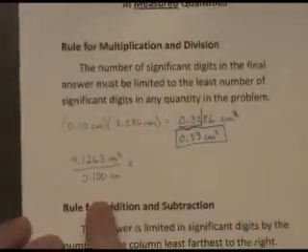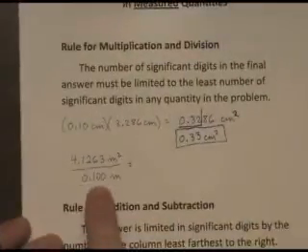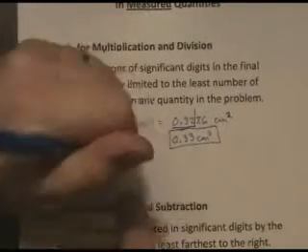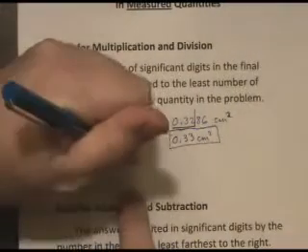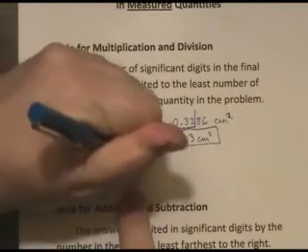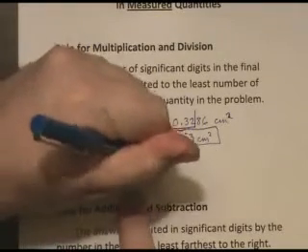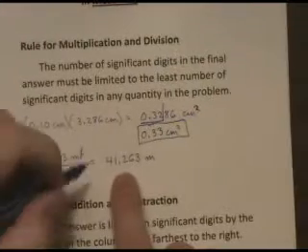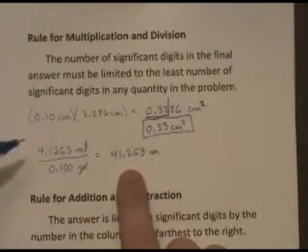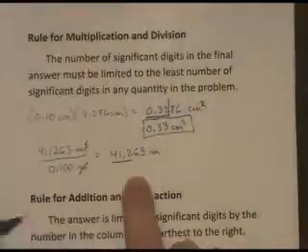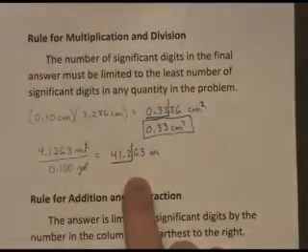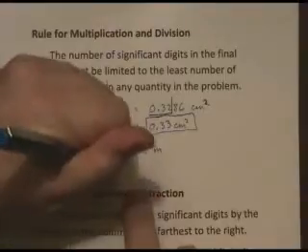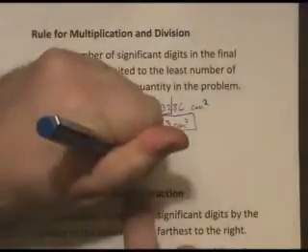Let's look at a division problem. We have 4 significant figures on top and 3 on the bottom. Our answer has to be limited to 3 significant digits. When we calculate this problem, we get 41.263, and the unit is meters. And we're only allowed to keep 3 significant digits right here. And once again, when we round this number, the last number cut off is 5 or bigger, so we round this up to 41.3 meters.